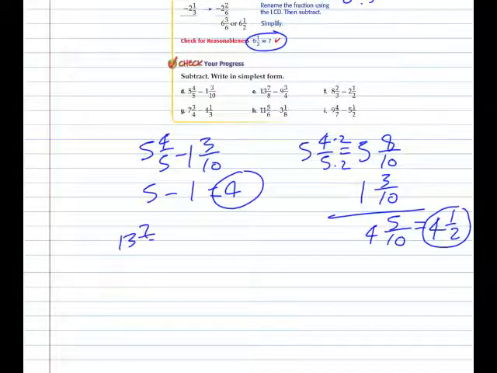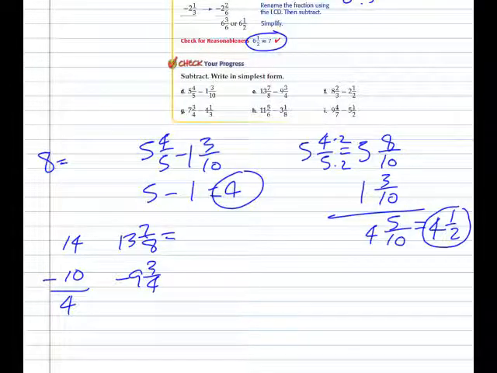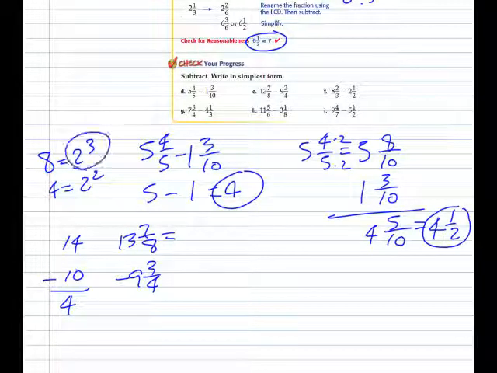Example E, 13 7/8 minus 9 3/4. We're going to round this to 14 and this to 10. 14 minus 10 is 4. Our common denominator is going to be 8 because 8 is 2 to the third and 4 is 2 to the second. So 4 is a factor of 8.